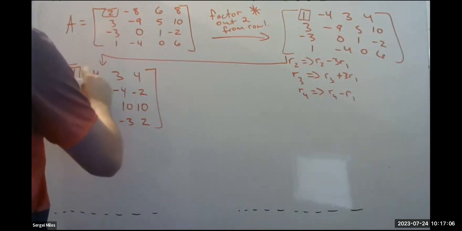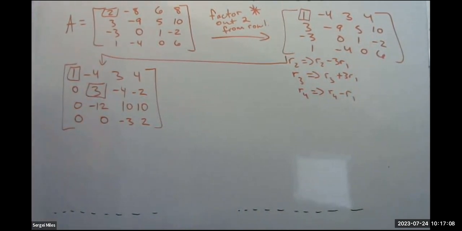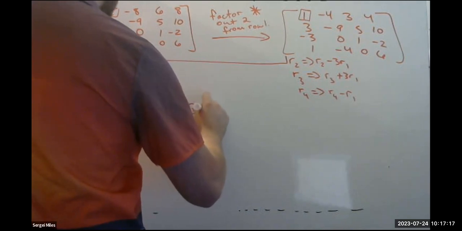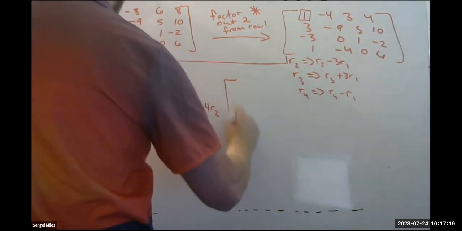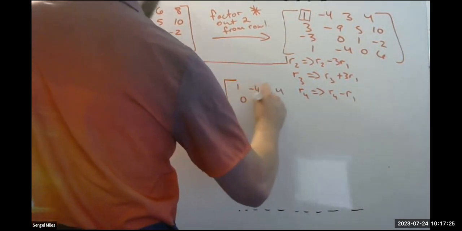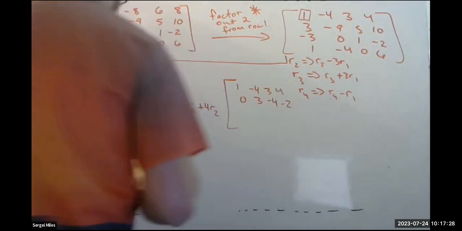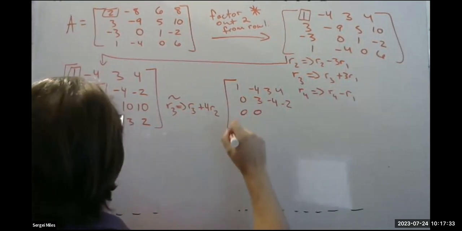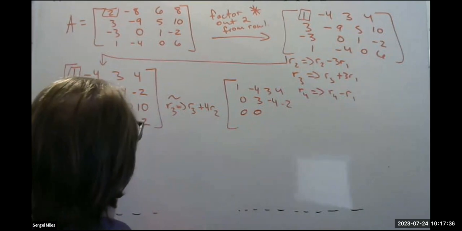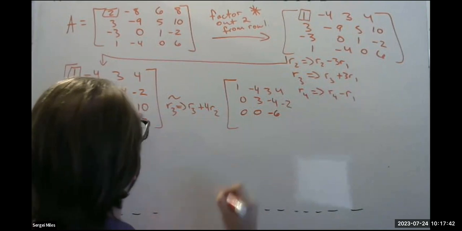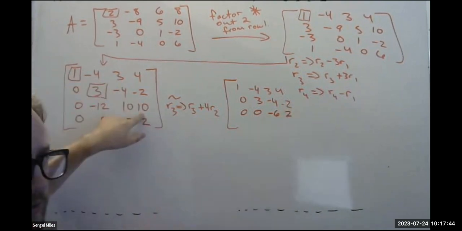I got a pivot. I'd like to make this a pivot, so I need to get zeros below it. I'm just going to do another basic row operation. I'm going to modify row 3 by taking row 3 and adding 4 times row 2. So row 1 doesn't change. Row 2 doesn't change. Row 3, I'm taking 4 times row 2 and adding. 3 times 4 is 12. So I get 0. Negative 4 times 4 is negative 16. When I add, negative 6. Negative 2 times 4 is negative 8. When we add, we get 2.